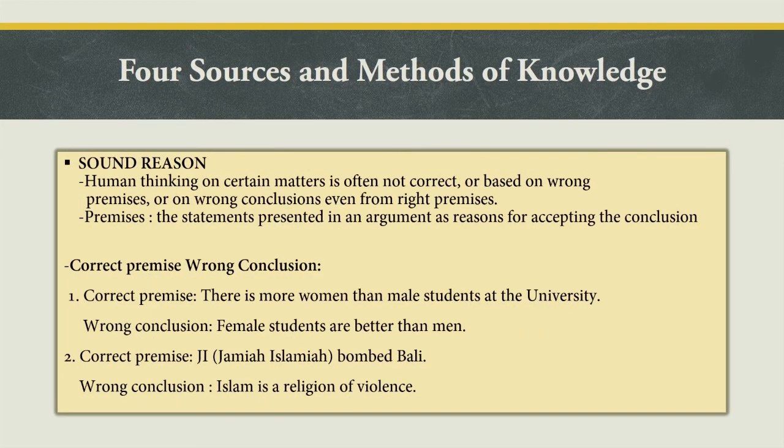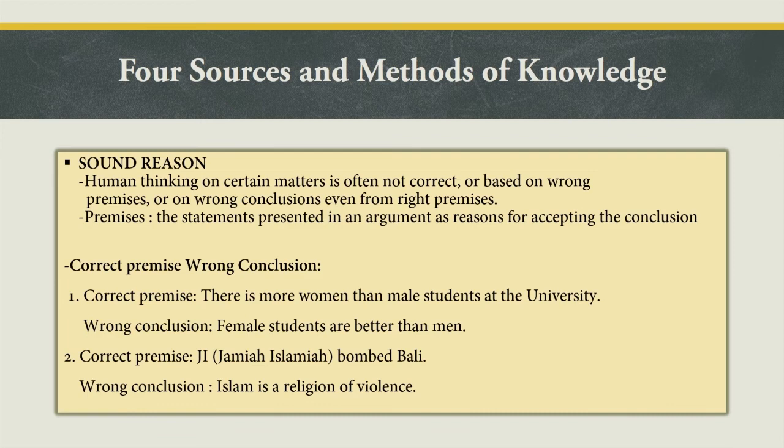Second is sound reason. Human thinking on certain matters is often not correct, or based on a wrong premise, or on wrong calculation even from a right premise. A premise is the statement presented in an argument as a reason for accepting the conclusion. Example: correct premise, wrong conclusion. First, correct premise: there are more women than male students at the university. Wrong conclusion: female students are better than men.